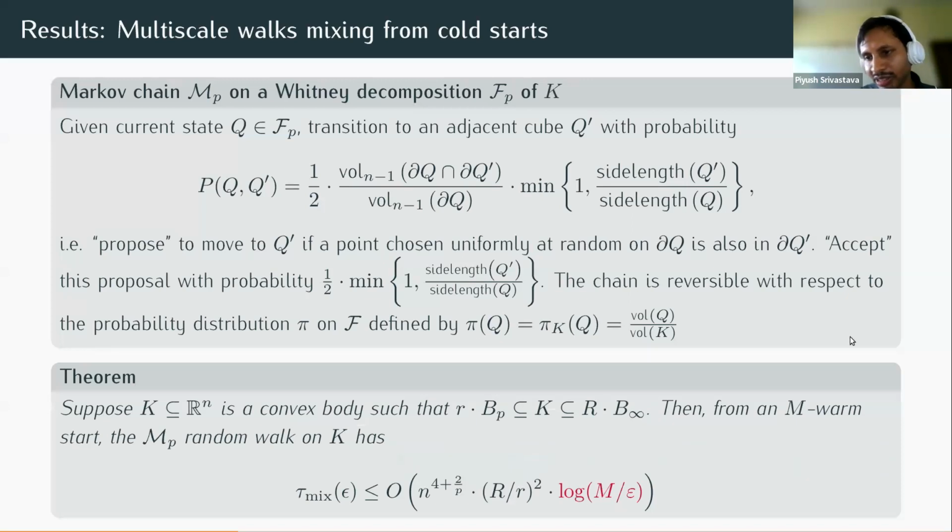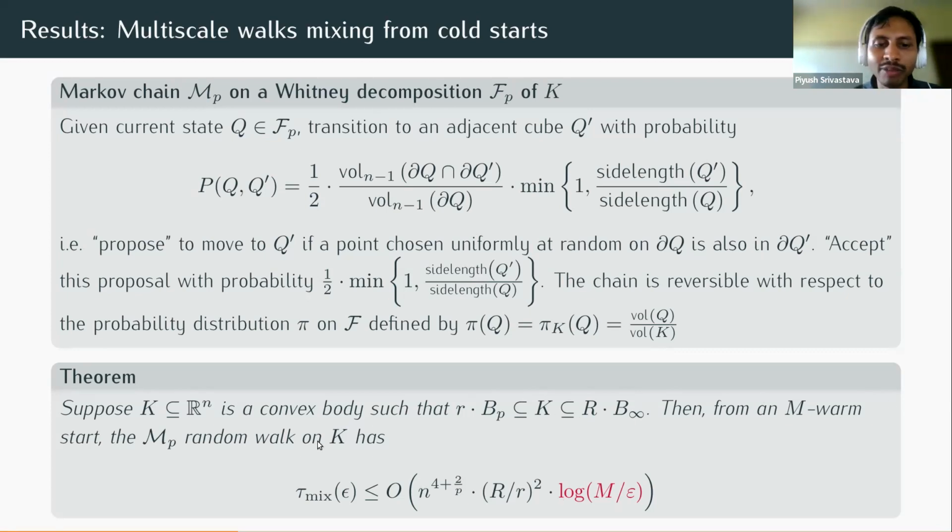And the main technical theorem is that this Markov chain actually does mix fast. I'll change the regularity condition here slightly, but up to polynomial factors it doesn't make a difference. So if the body K is contained within R times the L infinity ball, which is just the big cube, and contains small r times the LP ball, then from any M-warm start, this random walk on K has this kind of a mixing time.